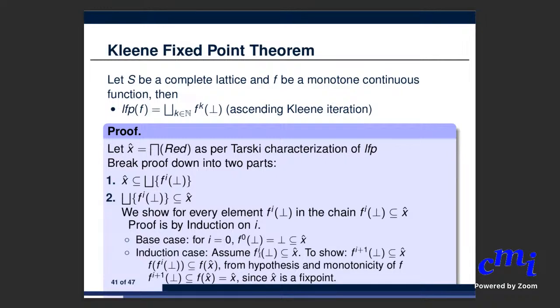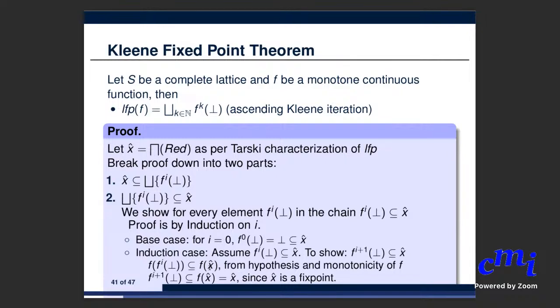For the induction case, we assume f^i of bottom is less than or equal to x hat, and we need to show that when you do one more iteration, applying f to f^i of bottom, the same holds. Given this hypothesis, you apply f to both sides, and you get this because of monotonicity of f.